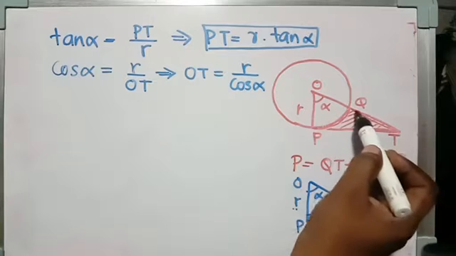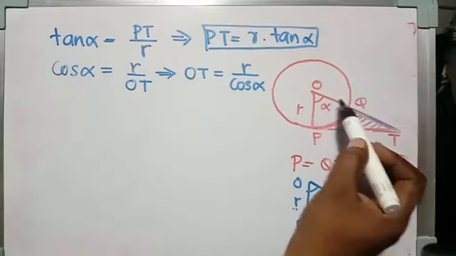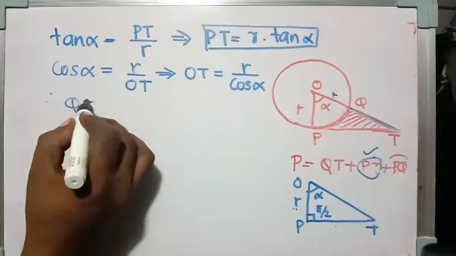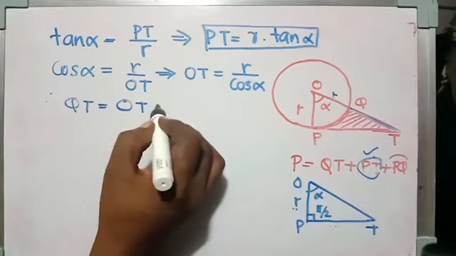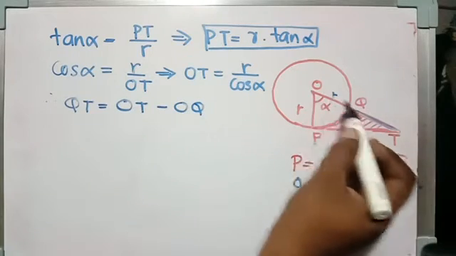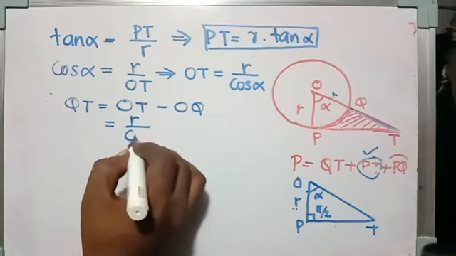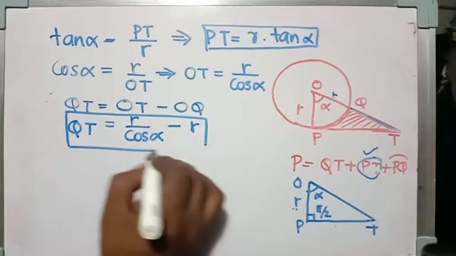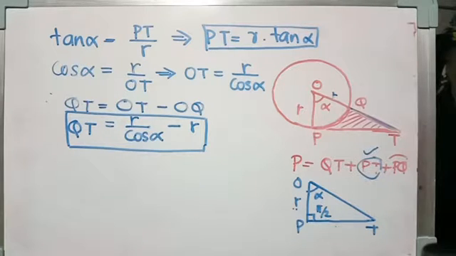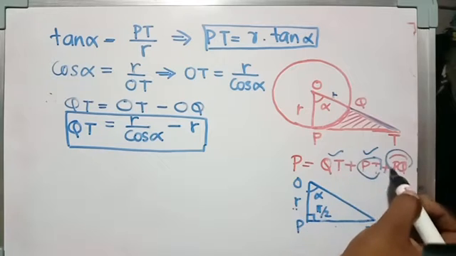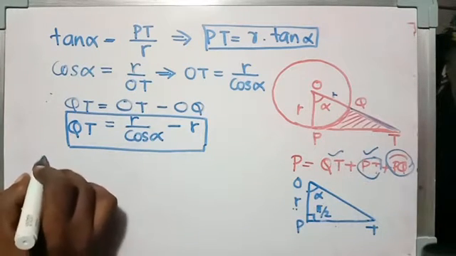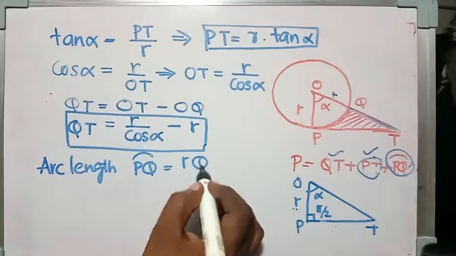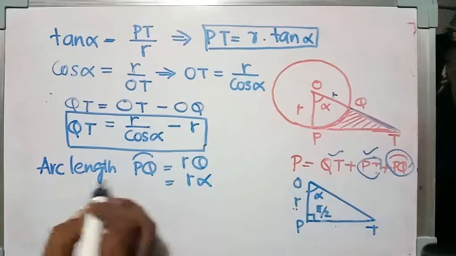Once we know OT, we can find the value of QT as OT minus OQ, and OQ is R, which is the radius. Therefore, QT is equal to OT minus OQ, which is R by cos alpha minus R. This is the value of QT. Now we want the arc length PQ. The arc length PQ can be calculated using the formula R theta, which is equal to R alpha here, because theta is the same as alpha.